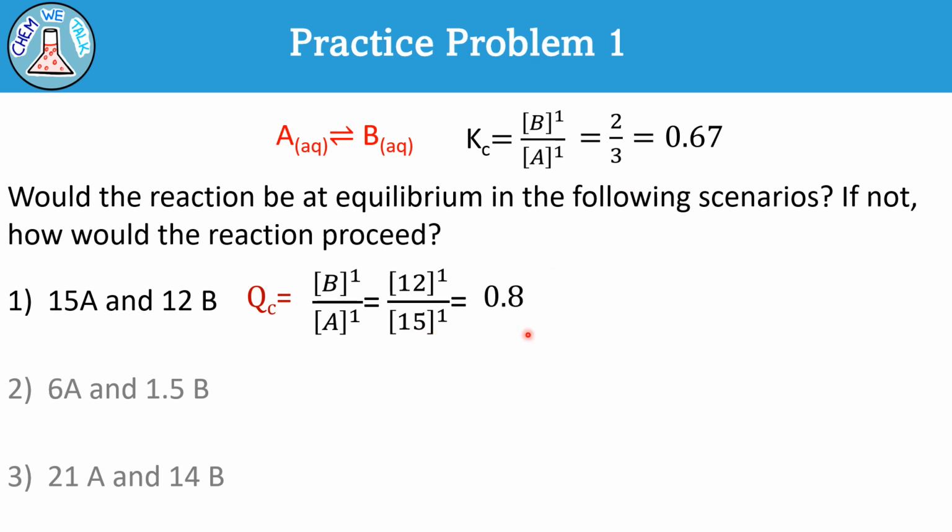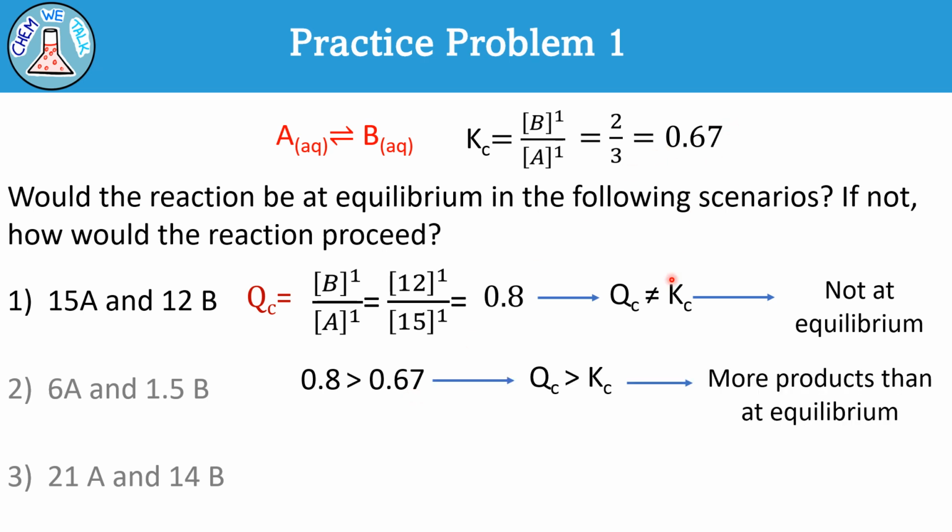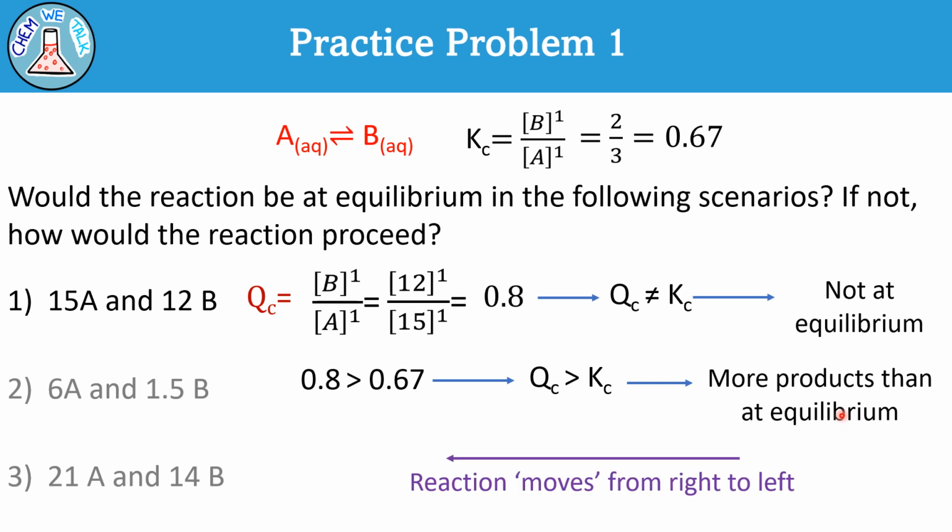First thing we notice when we compare it to Kc is that Qc is different than Kc, which means that we're not at equilibrium. But will the reaction shift to the right or to the left? Now we need to compare. 0.8, which is our Qc, is greater than 0.67, which is our Kc. So that means we have more products than we should have at equilibrium, which means that the reaction needs to move from right to left. So some B will be consumed to form more A.